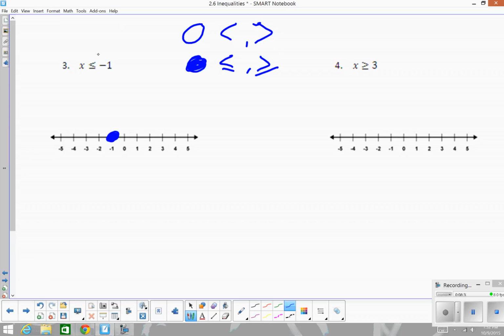Good. So now, what values am I talking about? I'm talking about all my x values that are less than negative 1. So I'm talking about negative 2, right? That's less than. Negative 3, negative 4, negative 5. Those values are all less than negative 1. So I'm going to go ahead and shade. That's a sloppy shade, but bear with me. So it could look something like that.